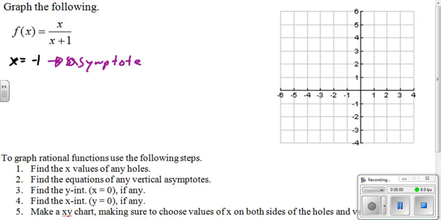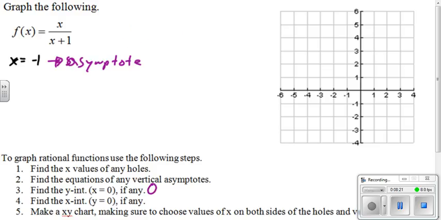Okay. Next thing to do is find our x and y intercepts. So the x-intercept, let's start with the y-intercept, is where x equals 0. So 0 over 0 plus 1 equals 0 over 1 equals 0. So our y-intercept is just 0.